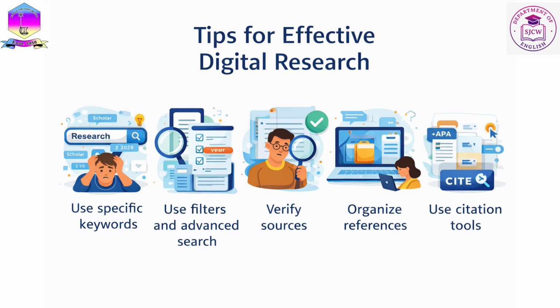Now, there are tips for effective digital research, how to collect the information. Use specific keywords. When you type the specific topic that you want in the search engine, automatically that topic title along with the papers will appear. So your prompt is very important when you are searching for digital research. Then use filters and advanced search. Verify the sources, organize the references, and use citation tools.